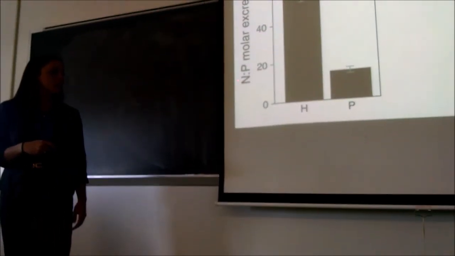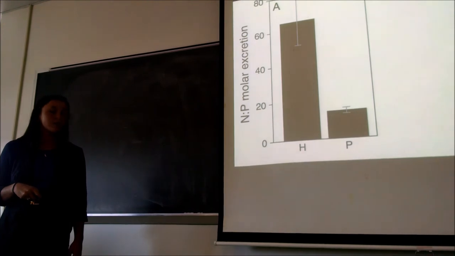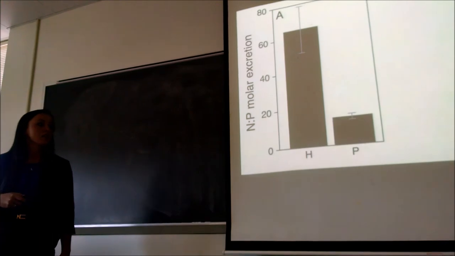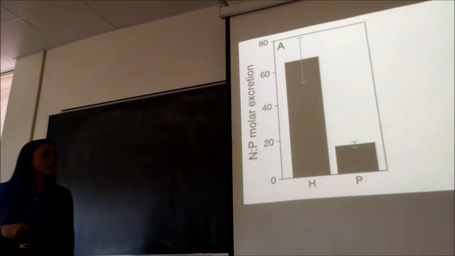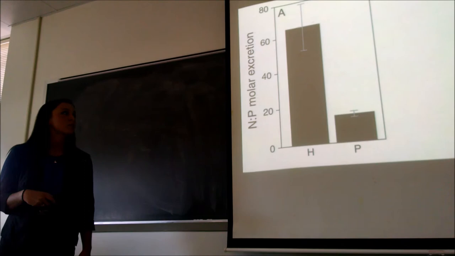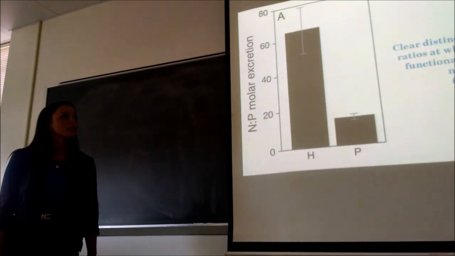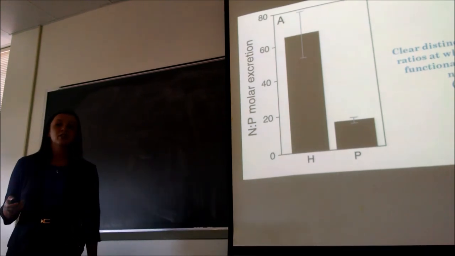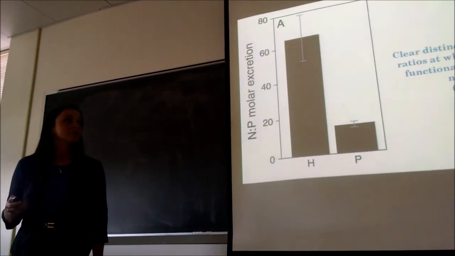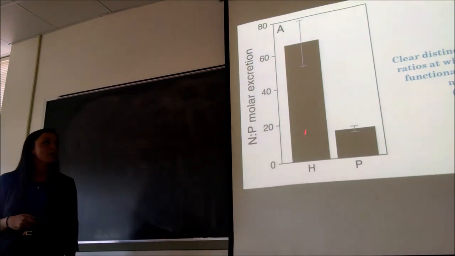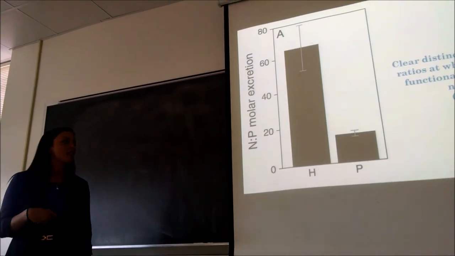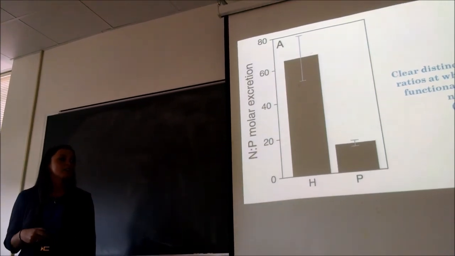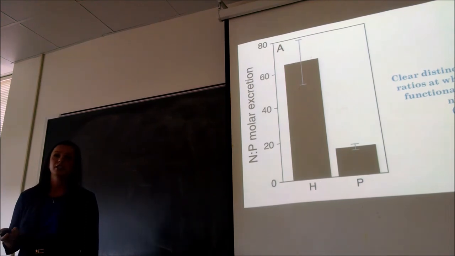And here we see along the x-axis herbivores and predators. The P for predators actually stands for mesopredators, but they use the P just for simplicity. And across the y-axis you see N to P molar excretion. What's important to notice is that the functional feeding groups are excreting nutrients at much different ratios. The herbivores are excreting nutrients at a much higher nitrogen to phosphorus molar ratio, and the mesopredators are excreting nutrients at a much lower nitrogen to phosphorus ratio.